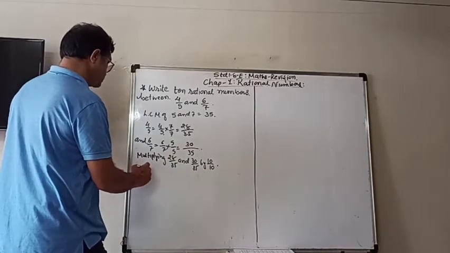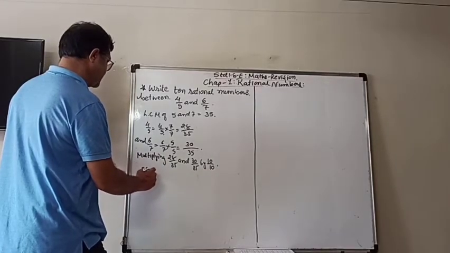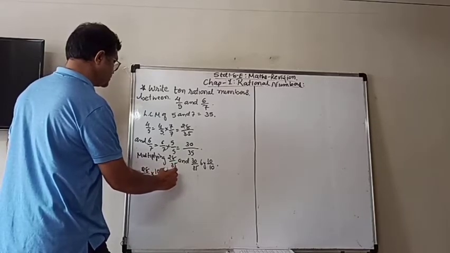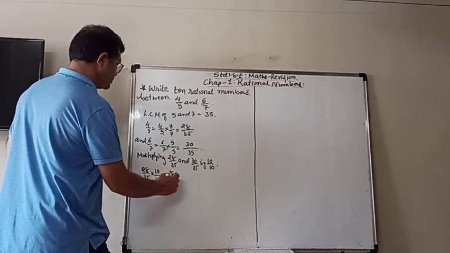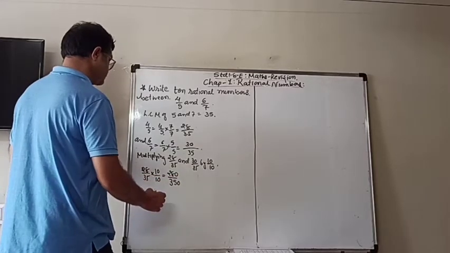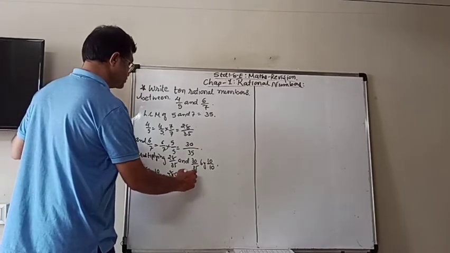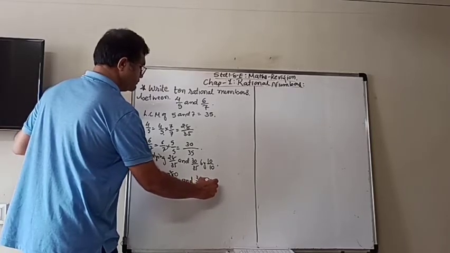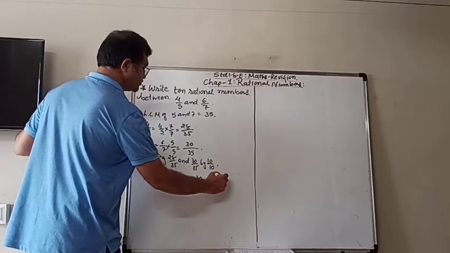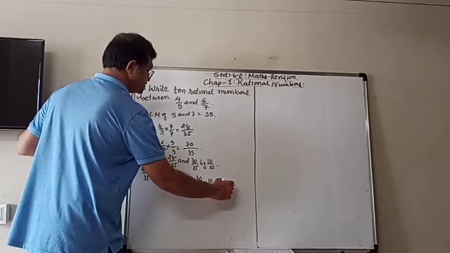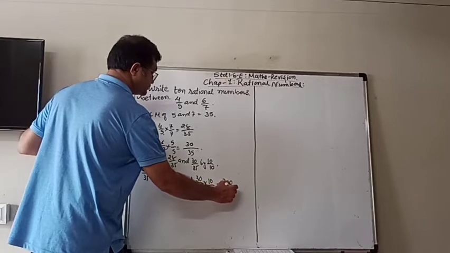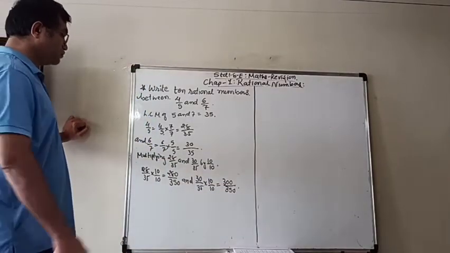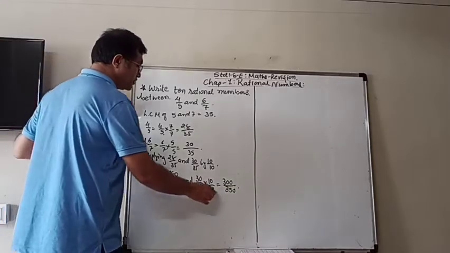So 28 upon 35 multiplied by 10 upon 10 is equal to 280 upon 350. And 30 upon 35 multiplied by 10 upon 10 is equal to 300 upon 350. So now we have to write down 10 numbers between those two numbers.